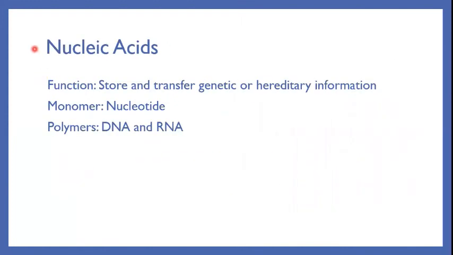We're going to take the next two a little out of order from our initial list, and we're going to start with the nucleic acids. The function of nucleic acids is to store and transfer genetic or hereditary information. The monomer is a nucleotide, and the polymer is DNA or RNA.